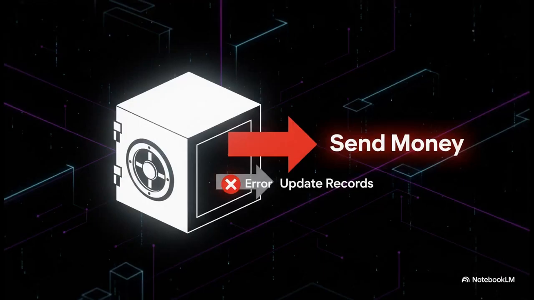So, the fatal flaw is this. The contract sends the money and gives away control before it updates its own books. It literally pays first and asks questions later. And by the time it gets control back to ask those questions and update the balance, it's way too late. The vault's already been emptied.